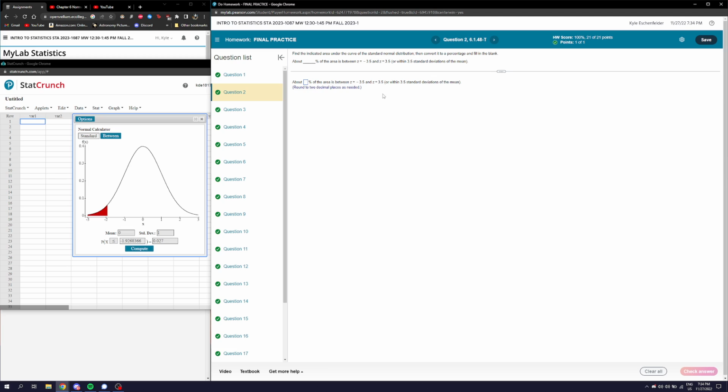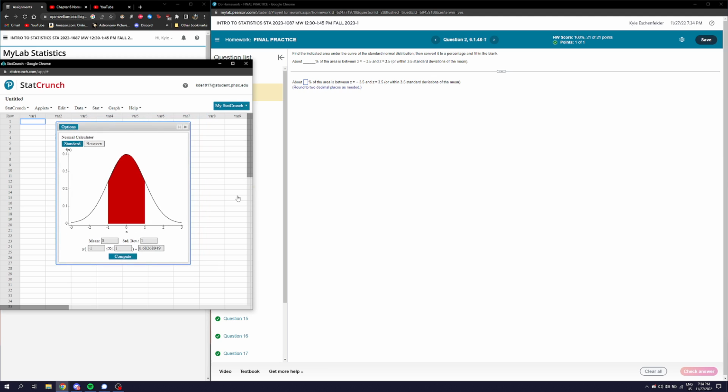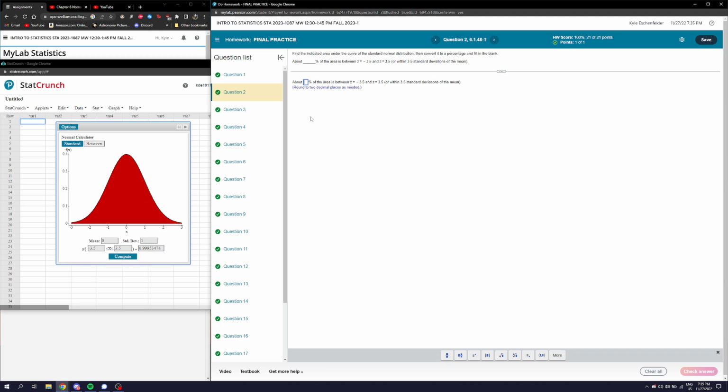Question 2. This one is between, same calculator, the normal one. Go to between, and leave the mean and standard deviation the same. If it doesn't say they're different or declare them in any way, just leave them the same. You put the two z-scores in there, compute, and this is your answer. So that's a percentage in the answer. You convert the decimal, and that's 99.95.